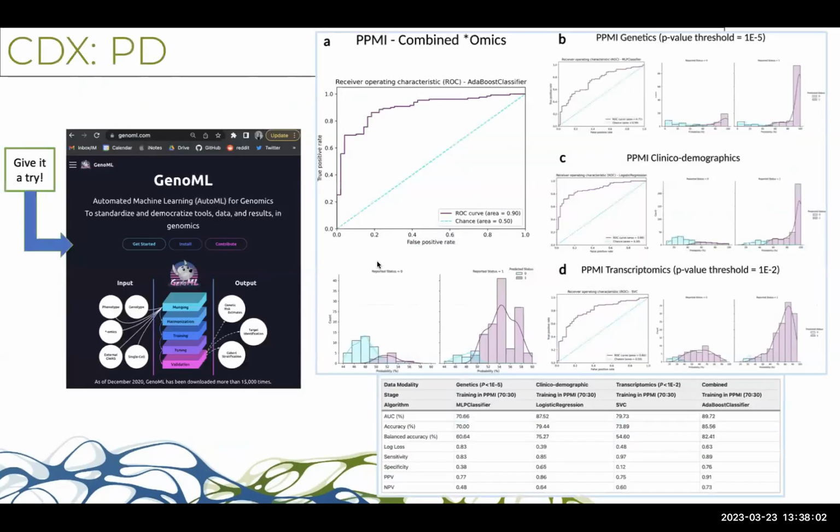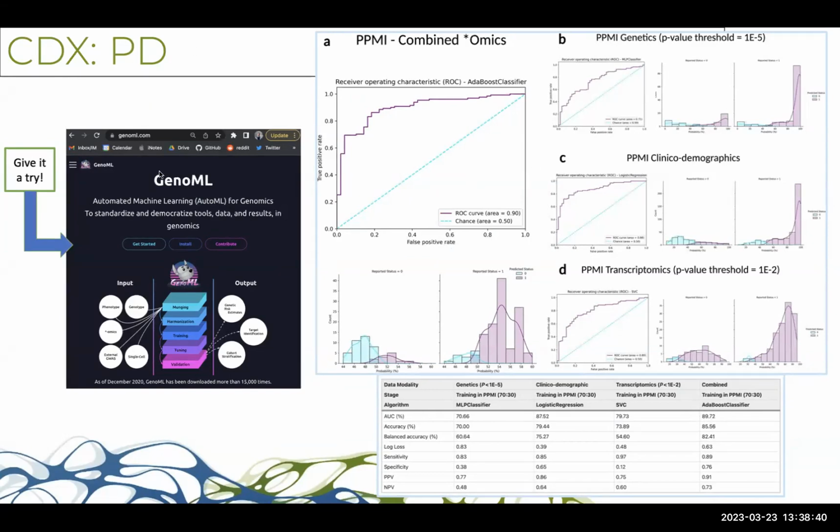So this project produced a model with relatively high AUC: 70% AUC of predicting someone would get Parkinson's disease only with genetic data. 80.7% when we add the clinical data. And when we add the combination of everything, it goes up to 89.72%, which is significant for a clinical setting. That's a significant number to know.